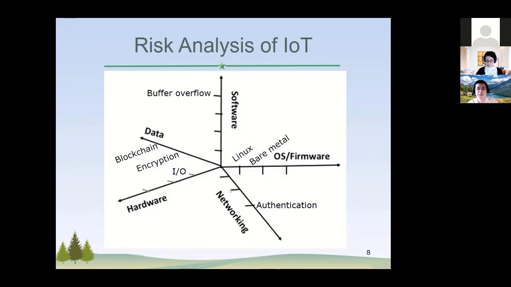Then we also need to talk about networking. Because your device will be in the field somewhere, you really need to make sure only authorized people can use it, right? So that's when we need authentication. And every device will have code. Some of the code runs on a well-established operating system, for example, Linux.